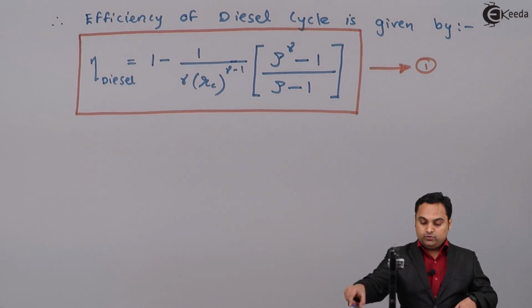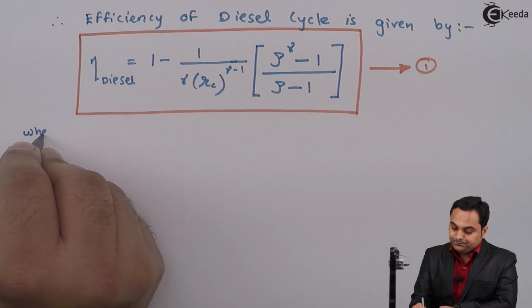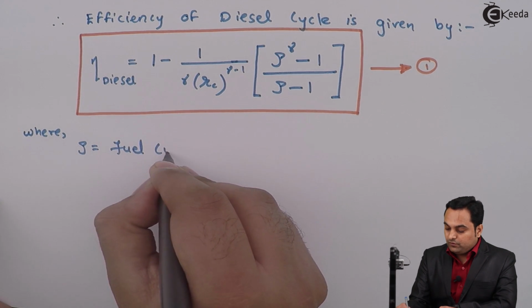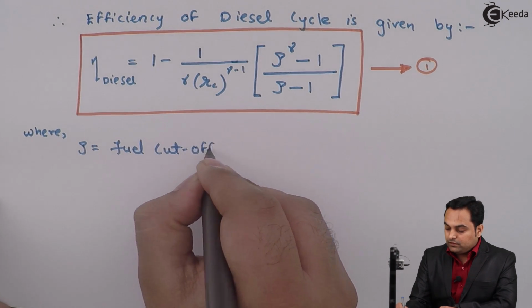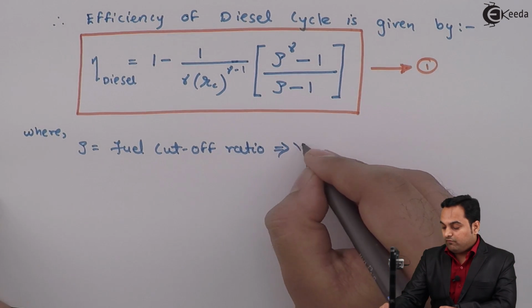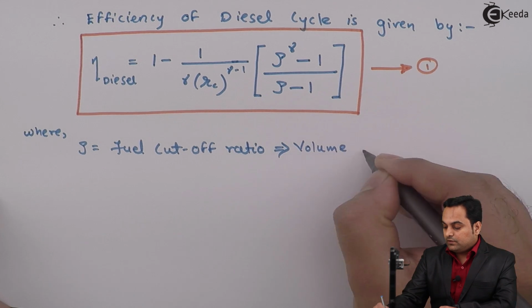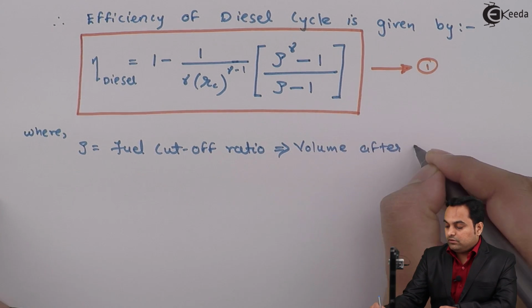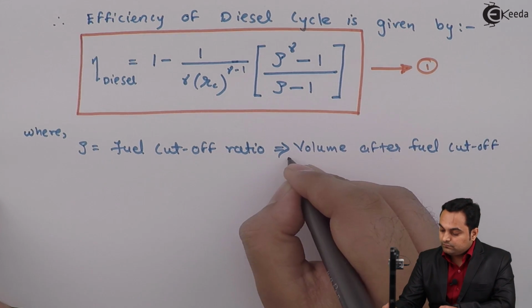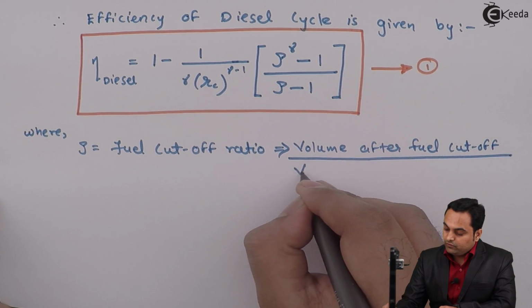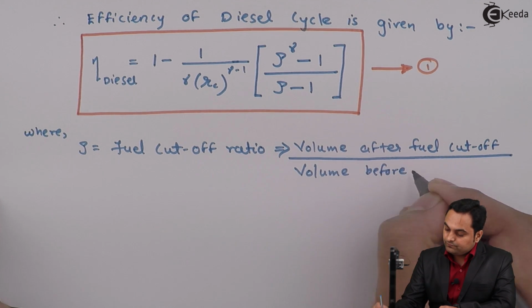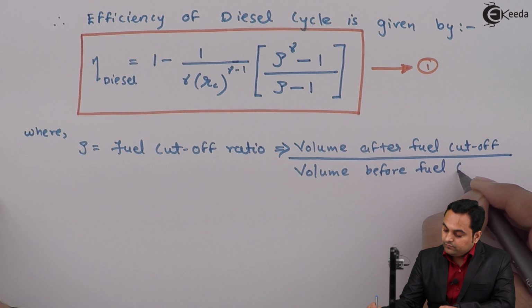So I'll write down where rho is equal to fuel cutoff ratio, and it is equal to volume after fuel cutoff to the volume before fuel cutoff.